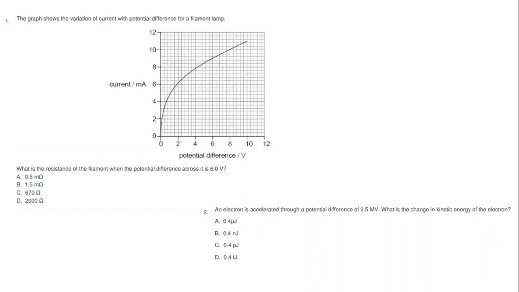The graph shows a variation of current with potential difference for a filament lamp. This is your I versus V graph. Here you observe: what is the resistance of the filament when the PD is 6 volt?